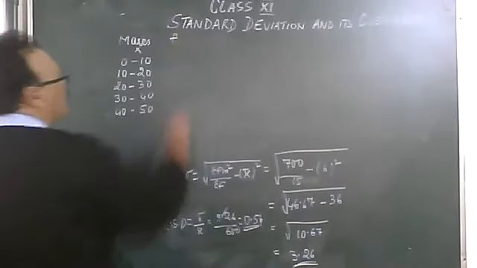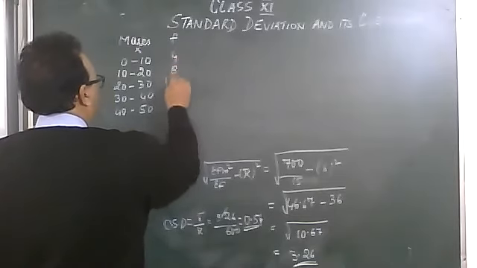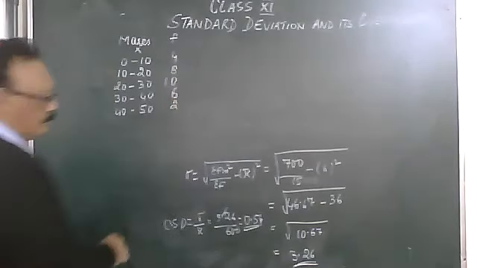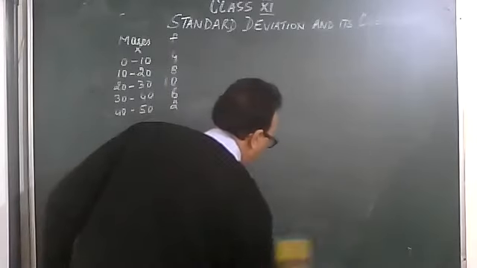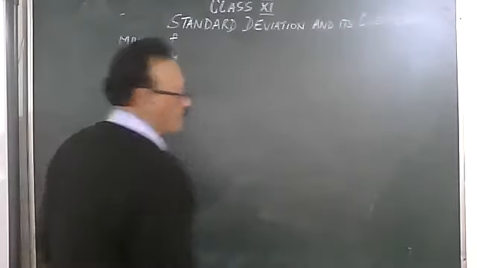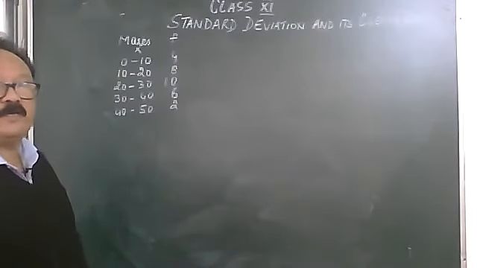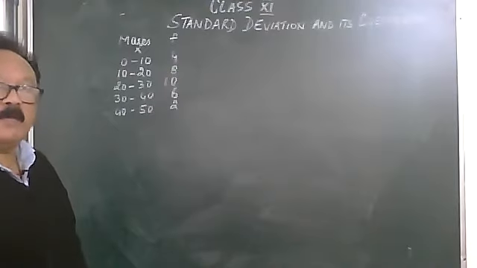Frequencies are given to you as 4, 8, 10, 6, and 2. This is your question, children. You need to find the standard deviation and its coefficient of standard deviation using A, actual mean method, and B, direct method.